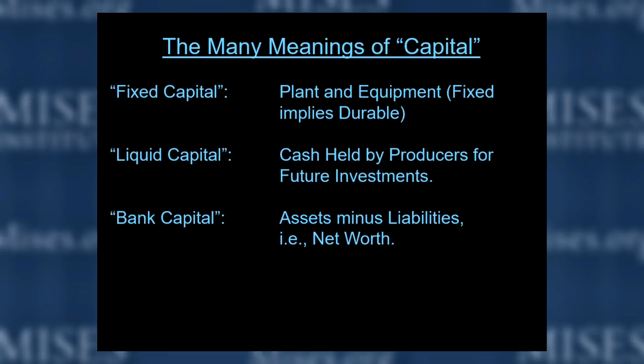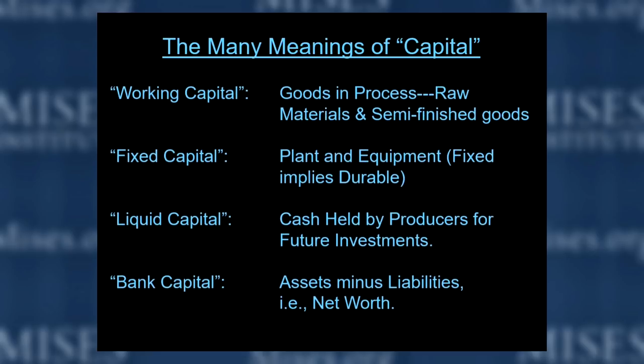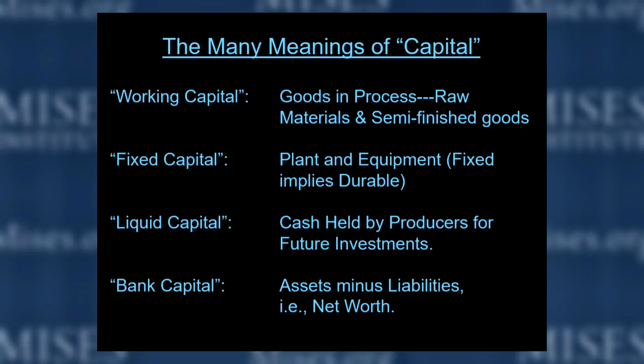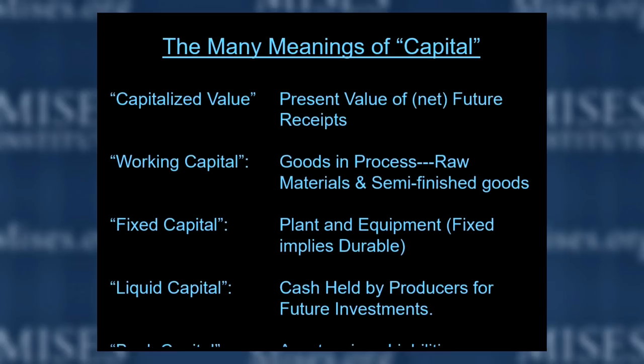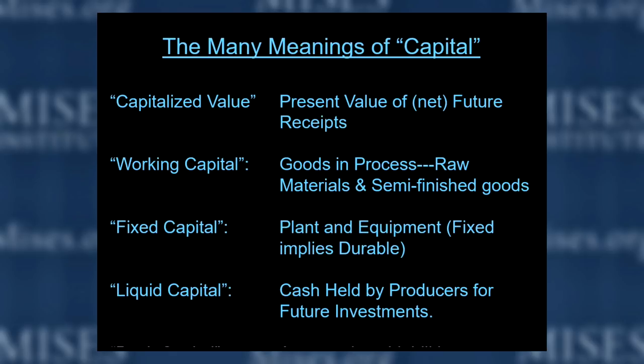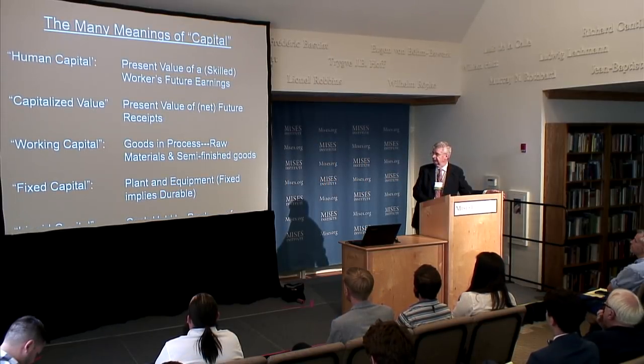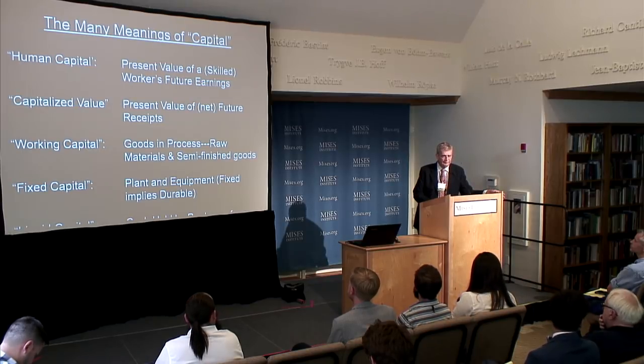Here's fixed capital. You know what that is, plant and equipment. Fixed implies durable. Working capital, that's goods in process, raw materials and semi-finished goods. Capitalized value, that's present value of net future receipts. Okay? So the word is used to mean a lot of different things. And human capital, present value of a skilled worker's future earnings. Rothbard didn't like the use of the word human capital. And I'm not sure just why. I think I know. And that's because business firms have to hire people, and the capital that those people have is their capital, not the producer's capital. But nonetheless, that's still another use of the word capital.